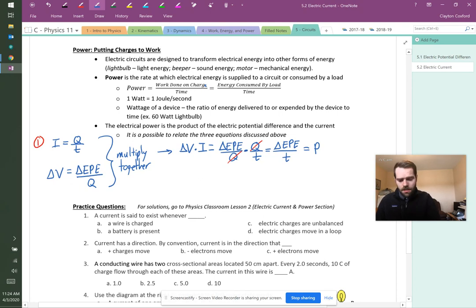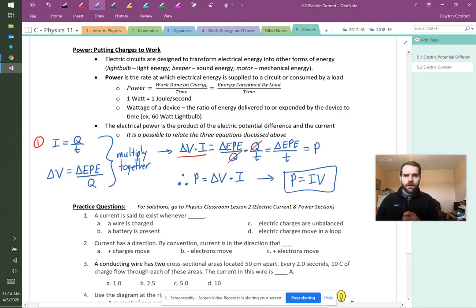So what that means is we can say that power is this guy: delta V, the potential difference, times the current. In more simple terms, sometimes we'll just drop the little delta symbol. We'll say that power is equal to IV. This is what you'll see on your equation sheet.